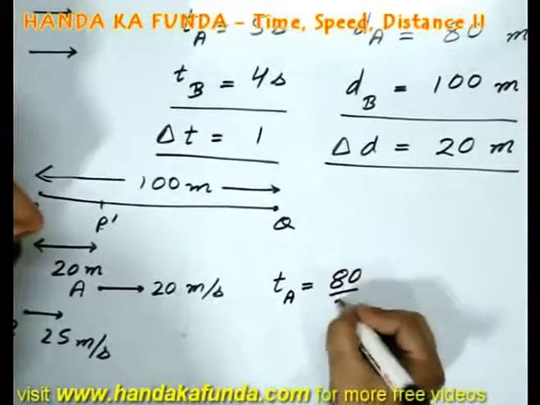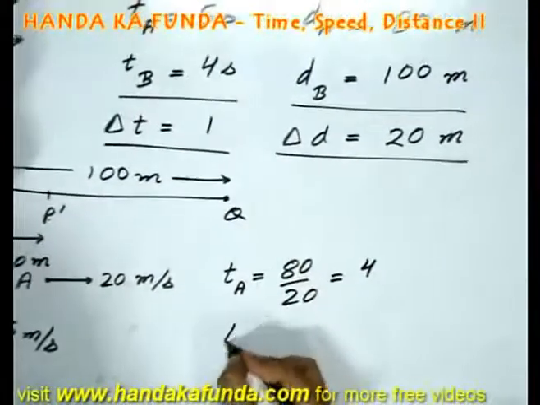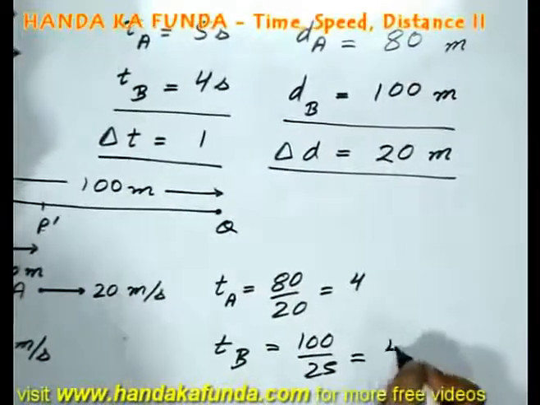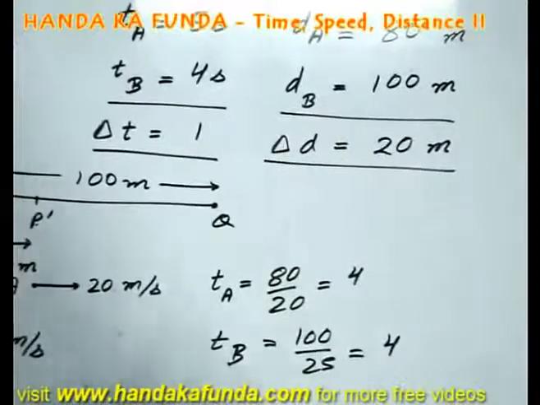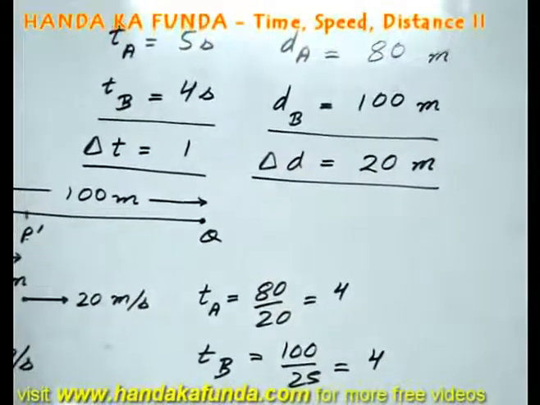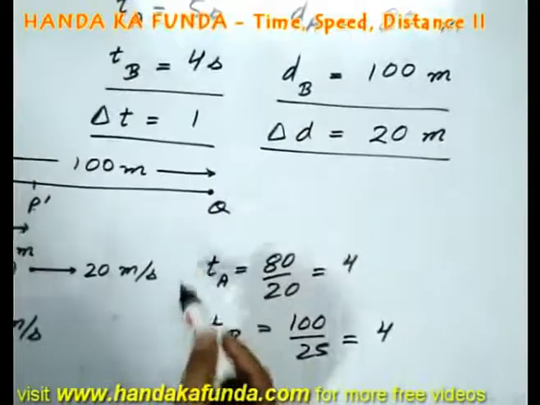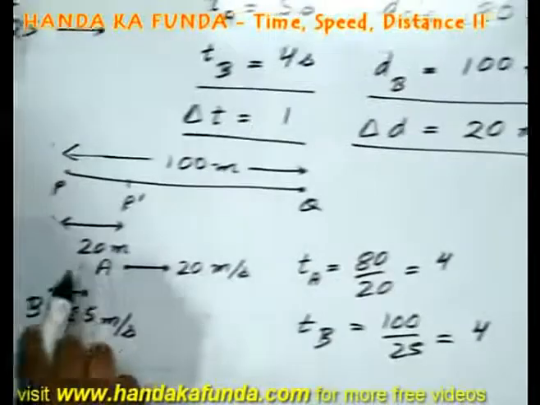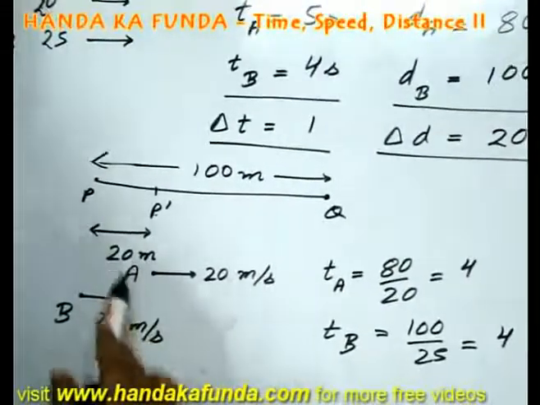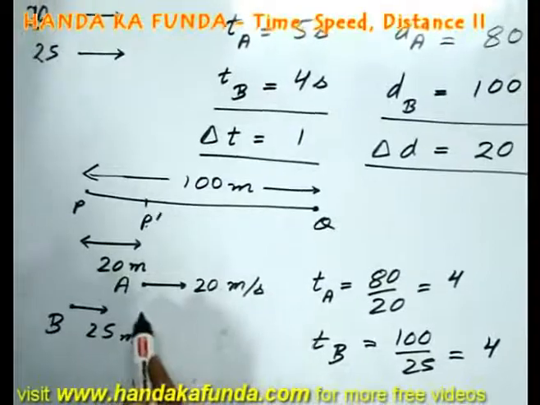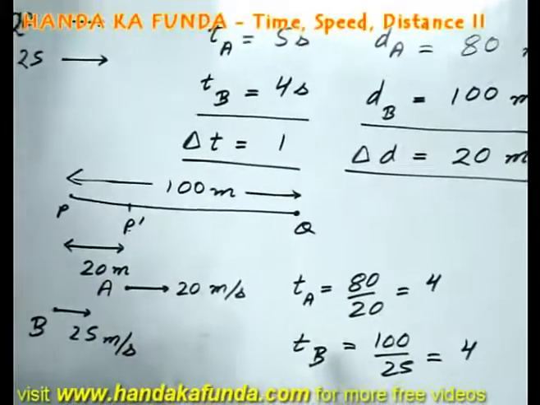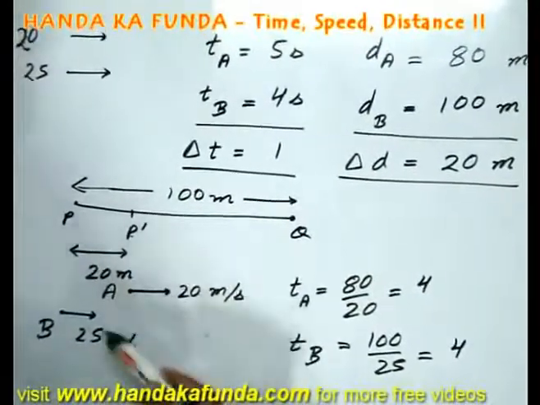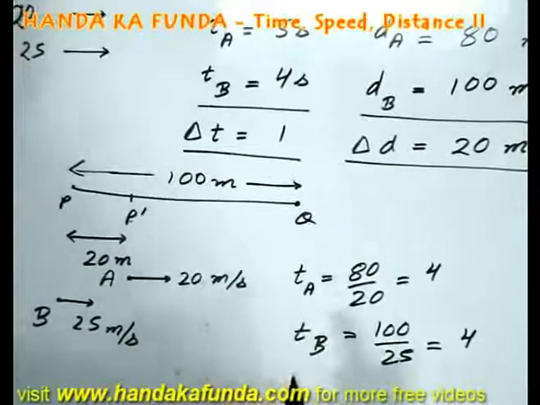A has to cover 80 meters at 20 meters per second, he will take 4 seconds. B has to cover the entire distance of 100 meters at 25 meters per second, so he will also take 4 seconds. As you can see, both of them are taking the same amount of time, which means that the race will finish in a dead heat, or both of them will reach at the same time. If the start given instead of 20 meters was something like 15 meters or even 19.99 meters, then B would have won the race. Since the start was 20 meters, it was a dead heat. If the start given was more than 20 meters, then A would have won the race.